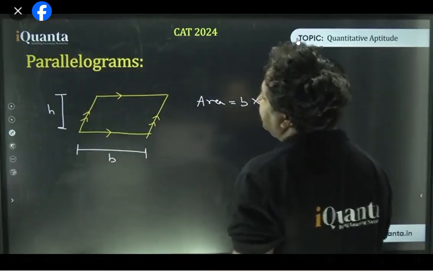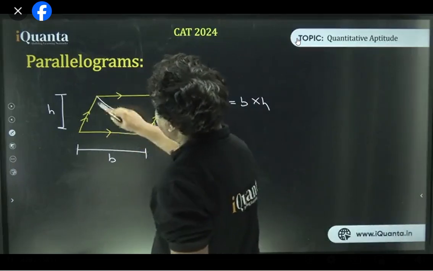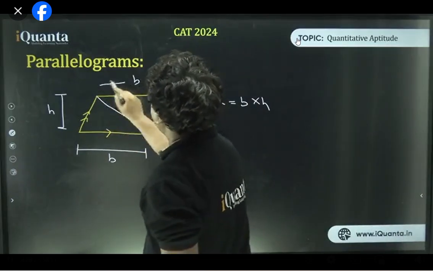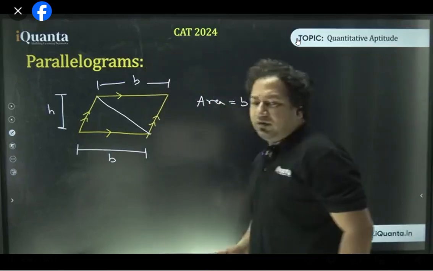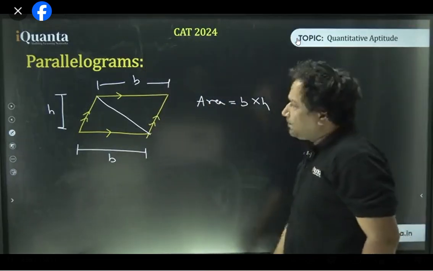Because a parallelogram can be divided into two triangles of equal area. So if I join this, the base is same, the height is same. Here also, the base is same and height is same. So half into base into height, double it, you will get the area of the parallelogram. Makes sense? Simple. All right.